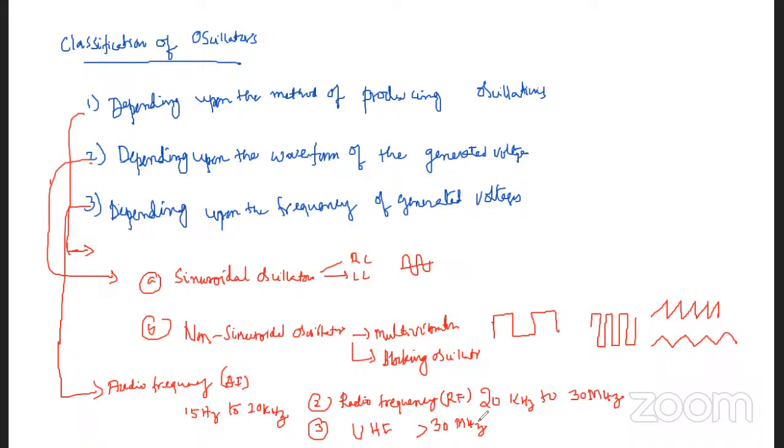Next we'll move to another topic, the Barkhausen criteria for oscillations. This is very important. In order to maintain sustained oscillations, we require this.